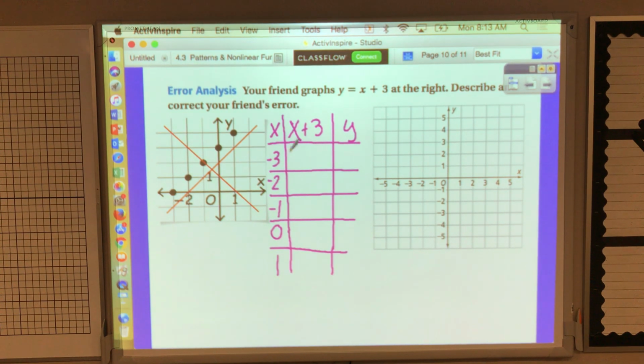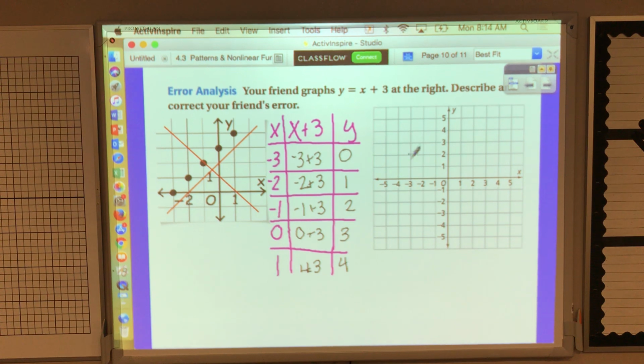So -3 plus 3 is 0. We're good there. -2 plus 3 is 1. I went up to 1, so we're good there. -1 plus 3 is 2, so at -1, I'm up at 2, we're good there. 0 plus 3 is 3. That's 0, I'm up 1, 2, 3, so we're good there. And at 1, 1 plus 3 is 4, and we're good there.